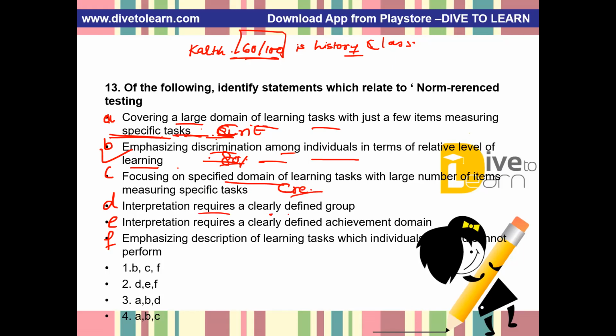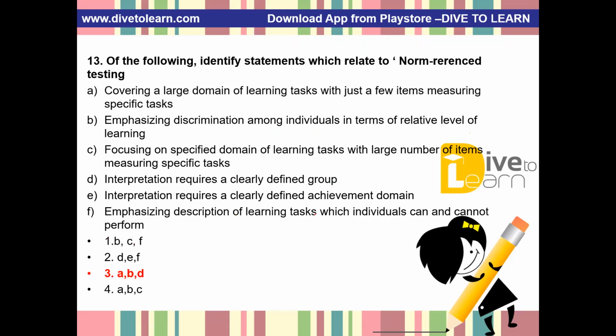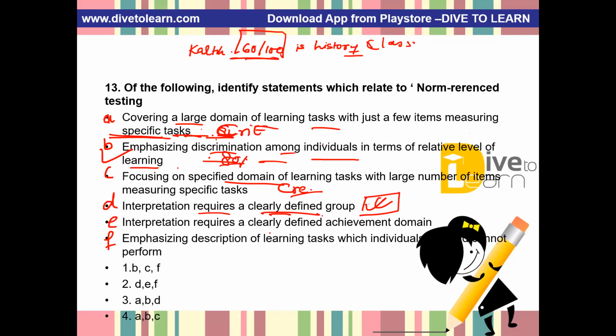Interpretation requires a clearly defined group. So in norm reference testing, this holds correct. A clearly defined group is required in norm reference testing. Okay, the answer is A, B, D, covering a large domain of learning tasks with just a few specific tasks. Okay, I'm so sorry. This is also norm reference testing.